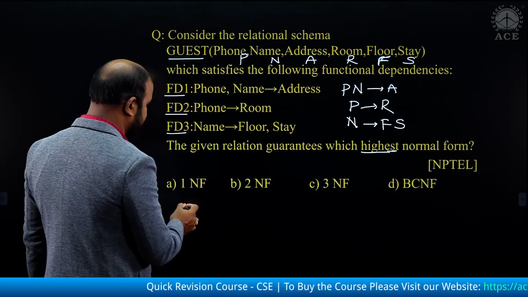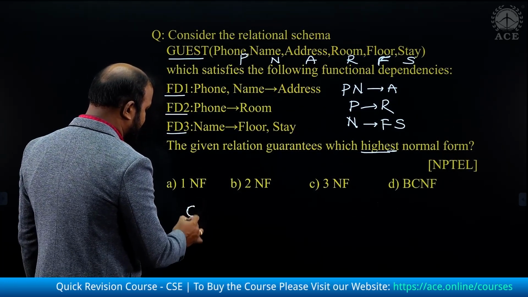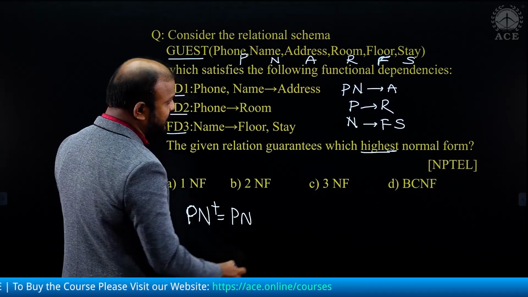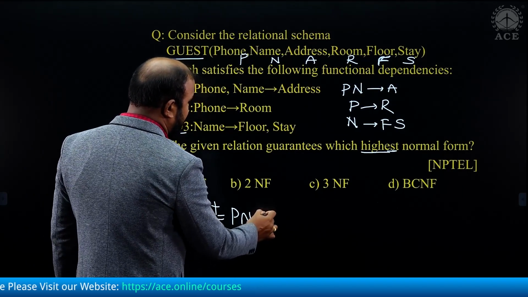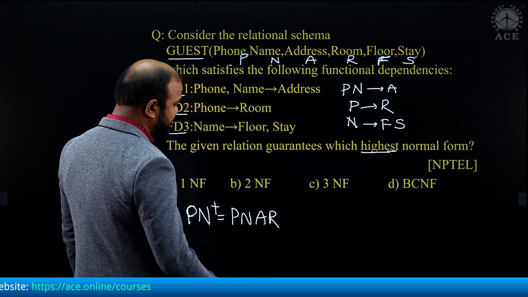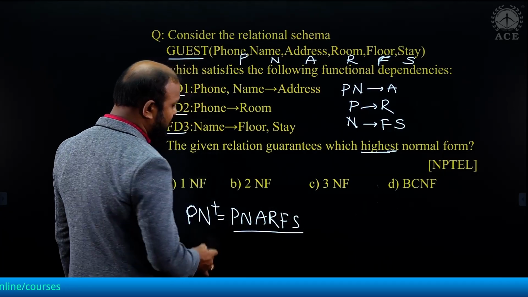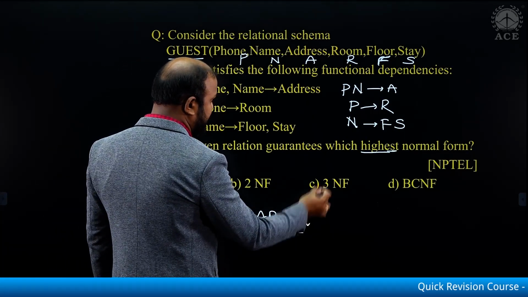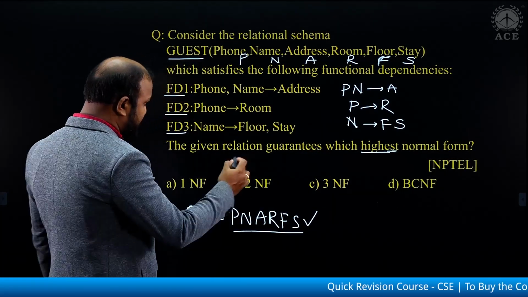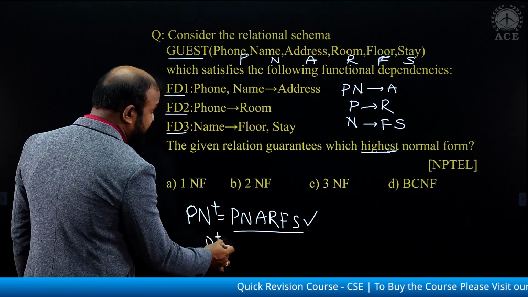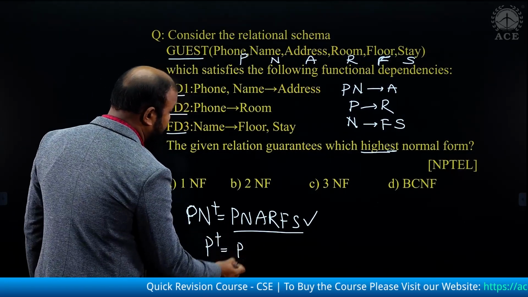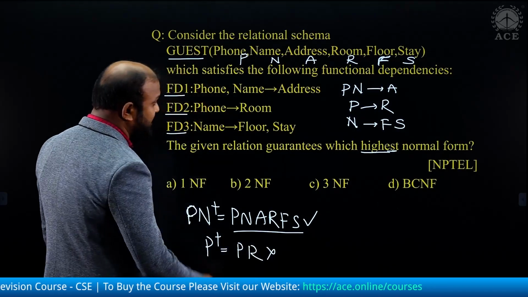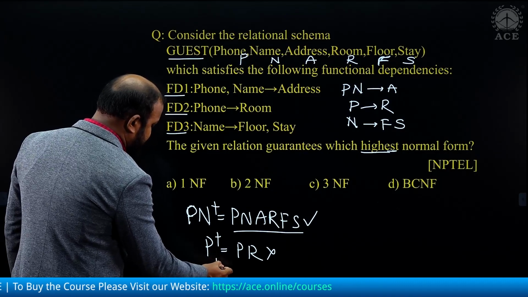These are the dependencies. First, you find the key. Take the closure of PN. What is the closure of PN? If I take the closure of PN, with PN, A is possible, R is possible, and F and S are possible. Are you getting all attributes? Yes, all attributes. Then I can call PN a key for the relation. Then check whether P is a key or not, because the second dependency is P to R. What is the P closure? With P we can get R. Any other attributes? No. Check the N closure, the third dependency.